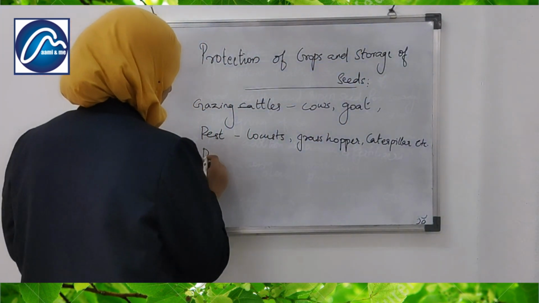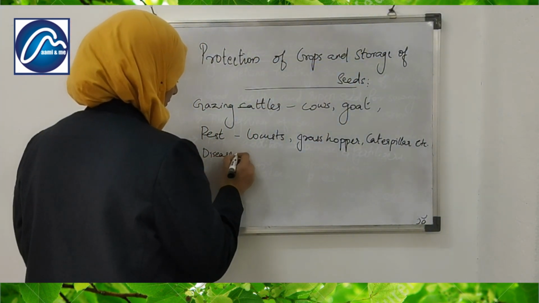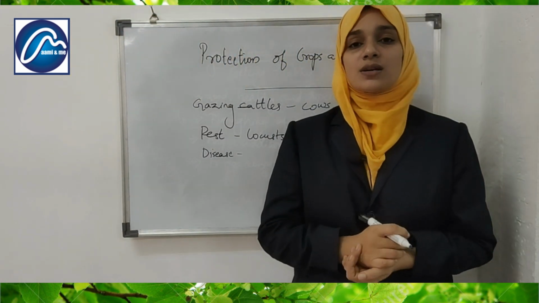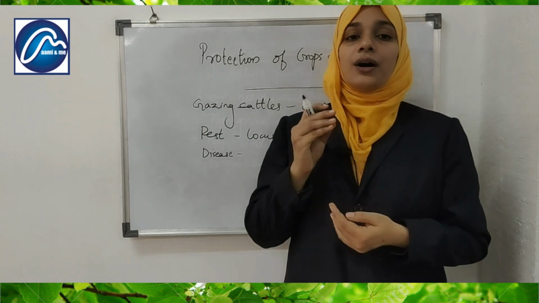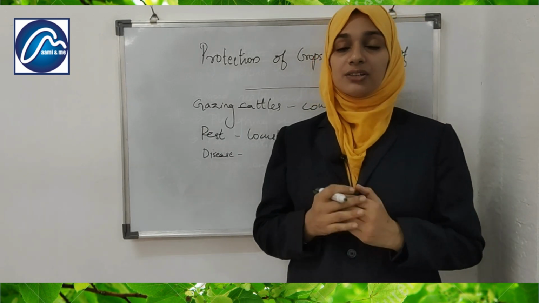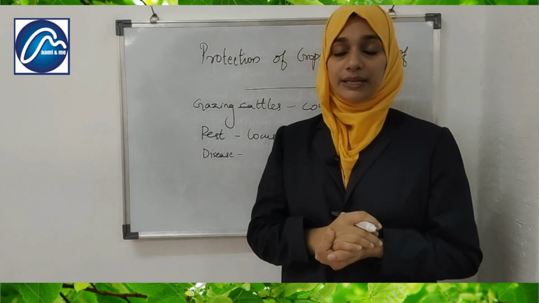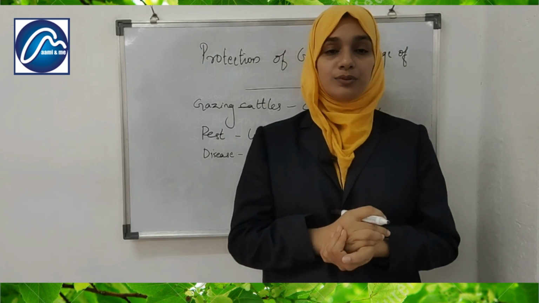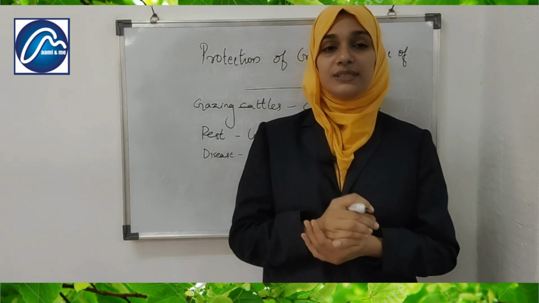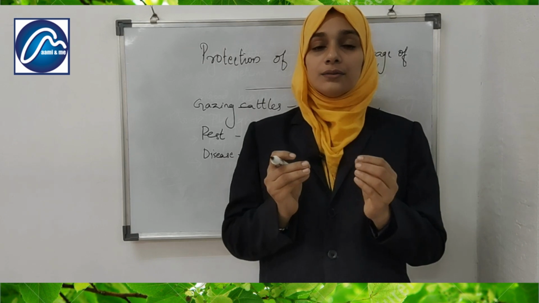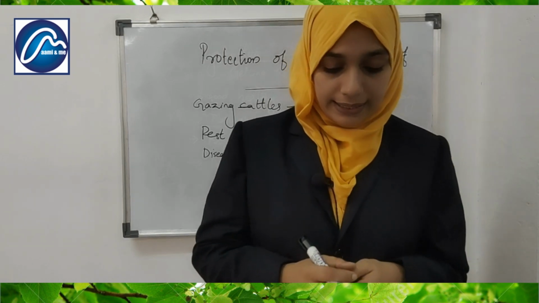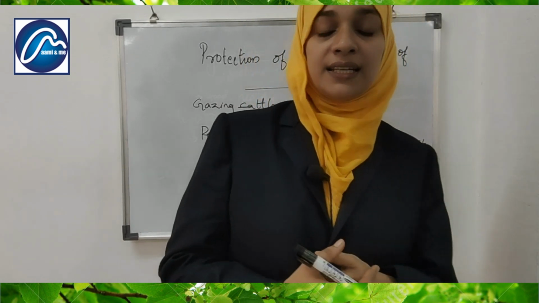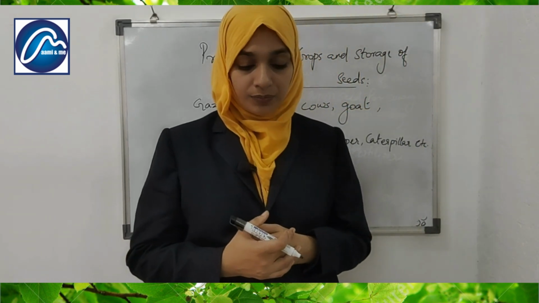Next is disease. Like other living things, plants also suffer from many diseases. We have to treat the disease in the correct way and at the correct time. So in order to get the plant or crop properly, we have to take care of the plant neatly. Like other living things, plants also need love and care.